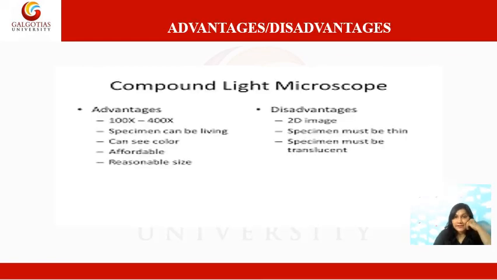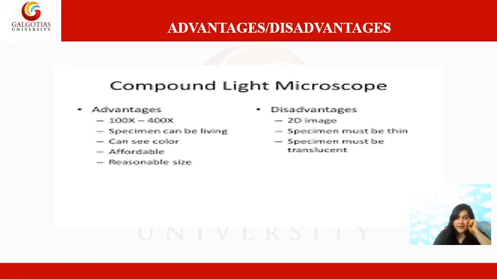Now the advantages and disadvantages of the compound microscope. The advantages are that the compound microscope can magnify the image from 100 to 400 times. The specimen can be living, which means you can study a living specimen using a compound microscope. You can see the different colors of the specimen. It is affordable, which means it is cheaper in price, and reasonable in size, which means you can easily carry the compound microscope with you when you are shifting your lab from one place to another.